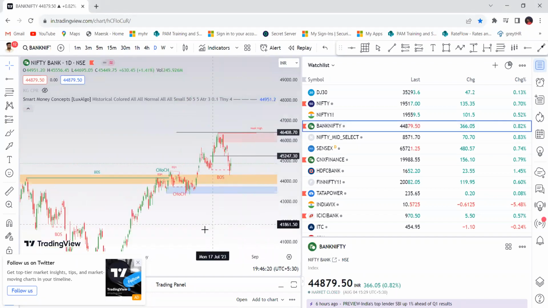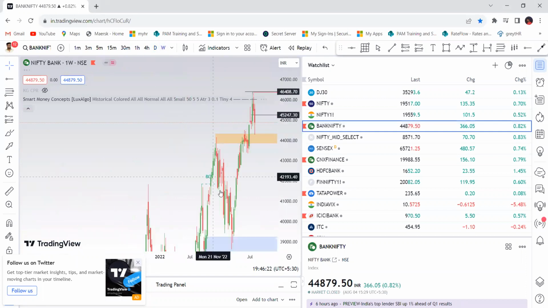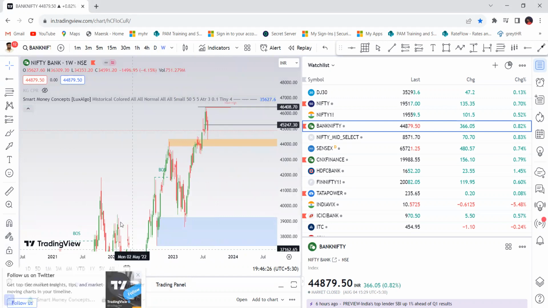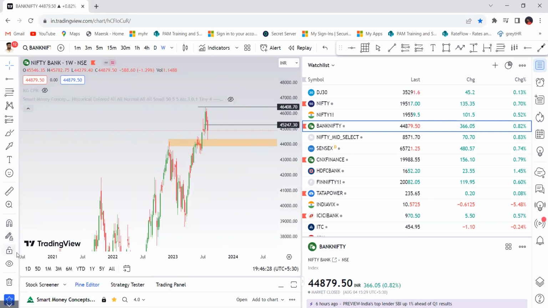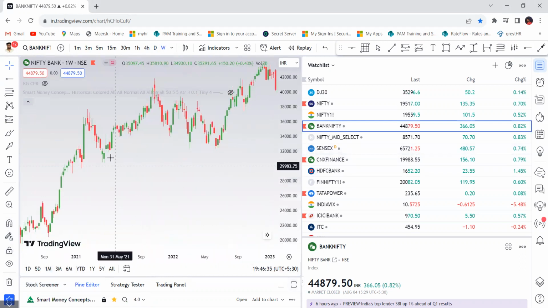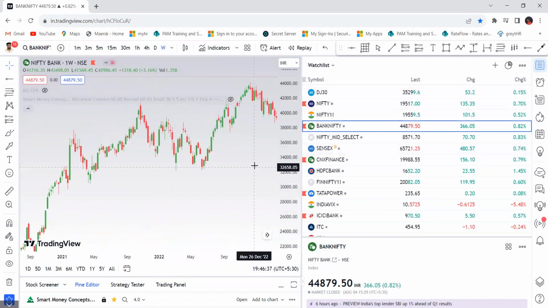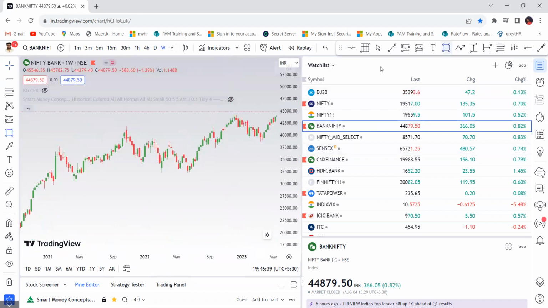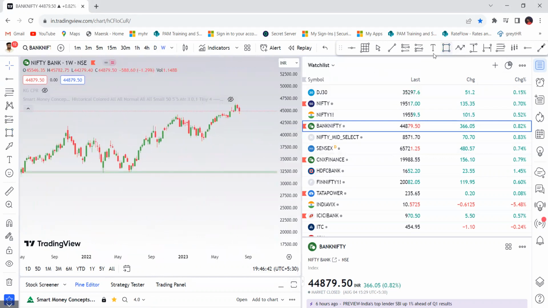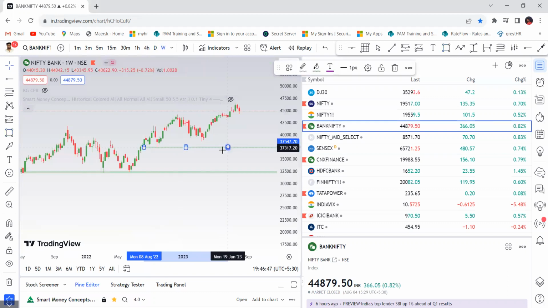Let's go to the same Bank Nifty in the weekly chart. Let me clear all the drawings. Okay, we were discussing, we have drawn the support line here. Similarly, we can use this also as a support line. See, price bounced twice here.